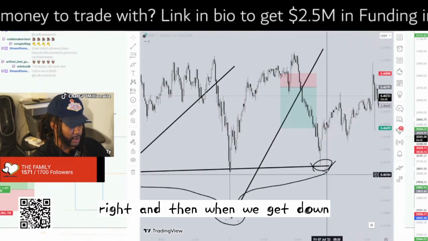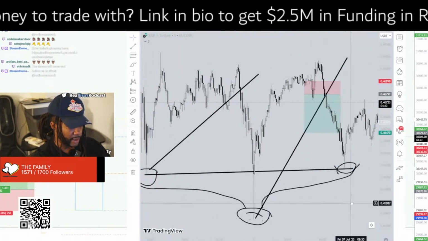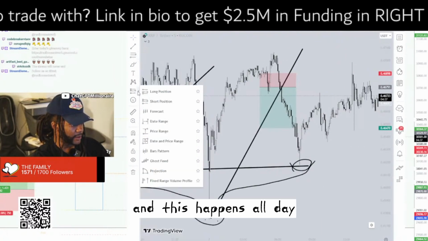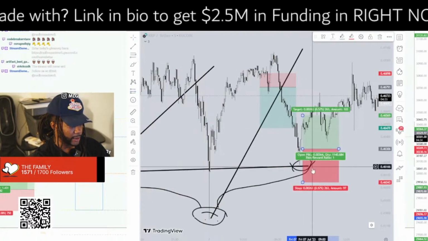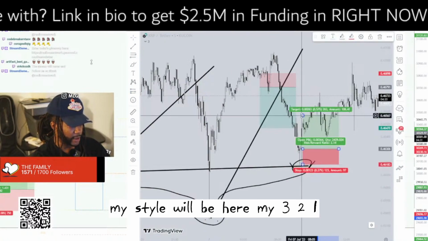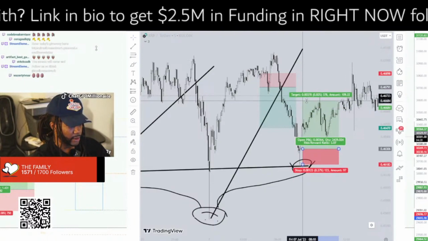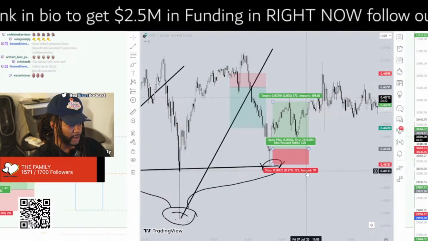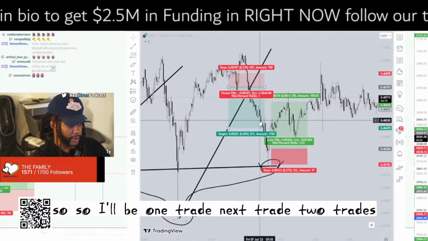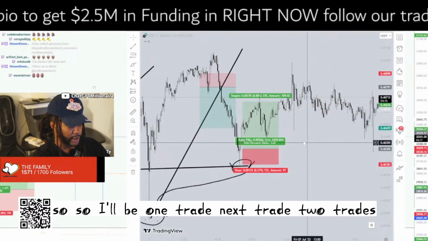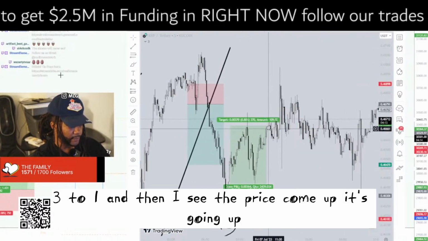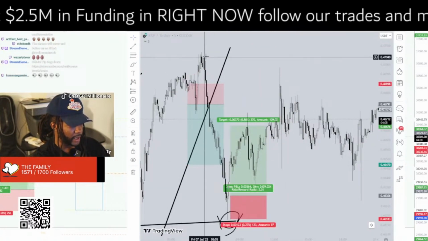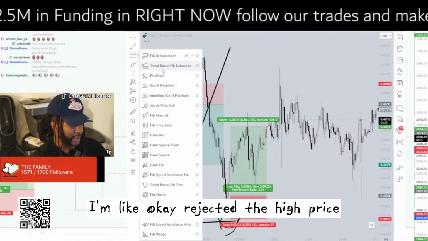Right, and then when we get down, I see the price reject this, and then the shoulder forms. Now I take my next trade, and this happens all day. I'll show you guys more of them. Rejection here. My stop loss will be here. My 3-to-1 will be right here. So that'll be one trade. Next trade, 2 trades. 3-to-1, and then I see the price come up. It's going up. I see it reject this high price. I'm like, okay, it rejected the high price.